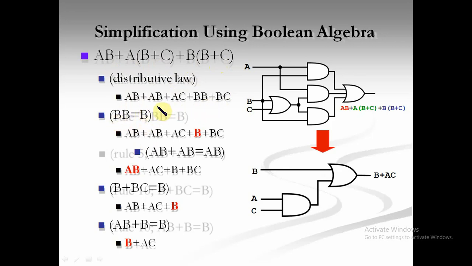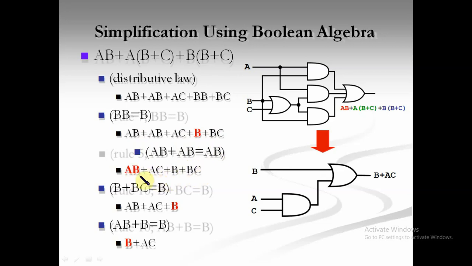After reducing, we got the equation AB plus AB plus AC plus B plus BC, using the laws. We also have the same terms AB plus AB. Hence it is also a repeated term, and we take only one term, that is AB. Hence we have only one term: AB plus AC plus B plus BC.